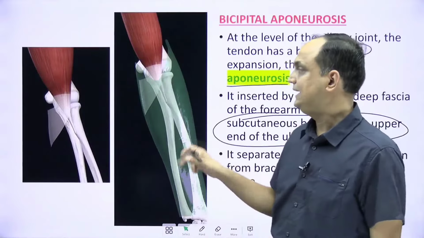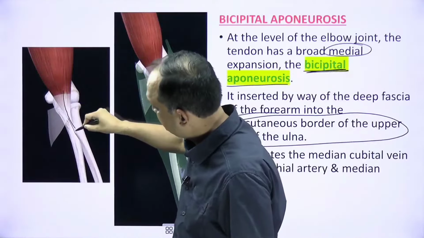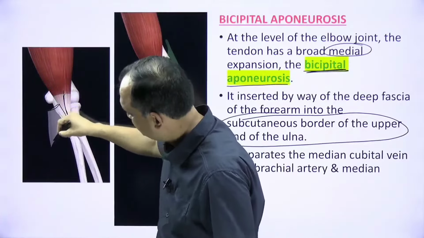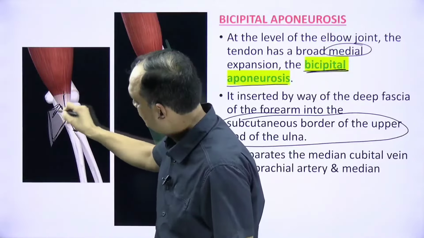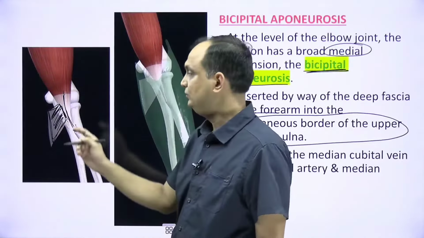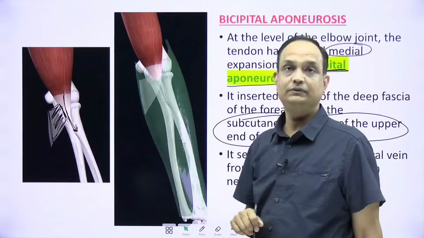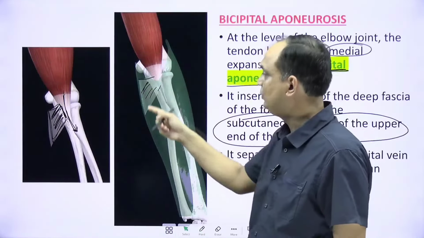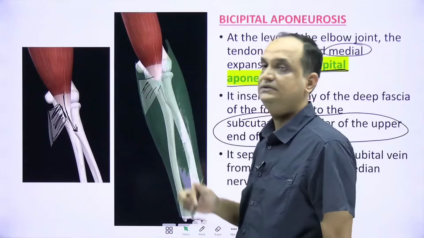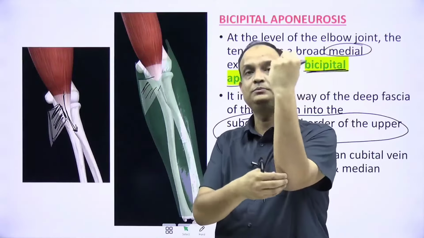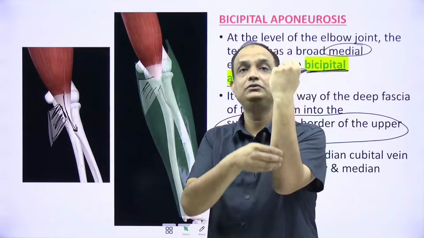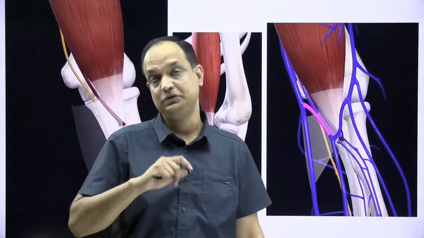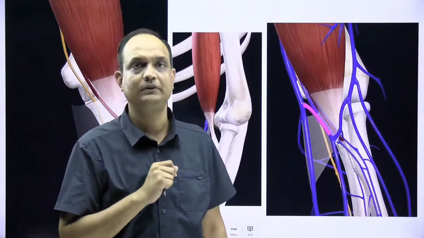So, when you see this diagram, you can see that this is the routine insertion of your biceps on the radius, but from its margin you have this expansion, and this expansion is known as the bicipital aponeurosis. Now, when you see the placement of the deep fascia of the forearm, you can see that this bicipital aponeurosis ultimately merges with this green colored outline, which is the deep fascia, and with the help of this deep fascia, it ultimately attaches on this posterior subcutaneous border of the ulna, which you can all feel on the posterior side of your forearm.